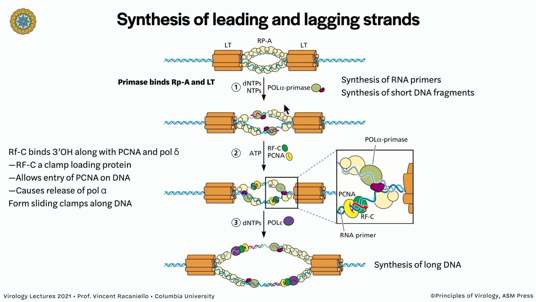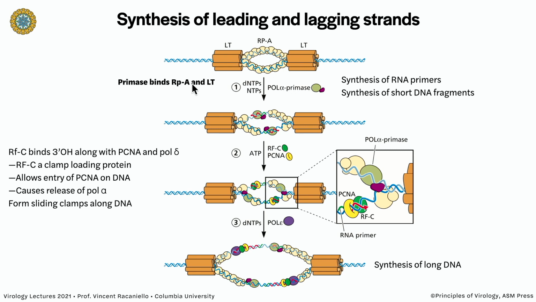So again, two polymerases, one for making primers and short DNAs, and then one for making longer DNAs. And all this starts with large T antigen coming in to this area. RPA binds. Someone asked, what does RPA do? RPA binds large T. It's recruited to the origin by large T. Large T is denaturing the origin. RPA binds the denatured DNA to keep it single-stranded, and then it brings in the primase.